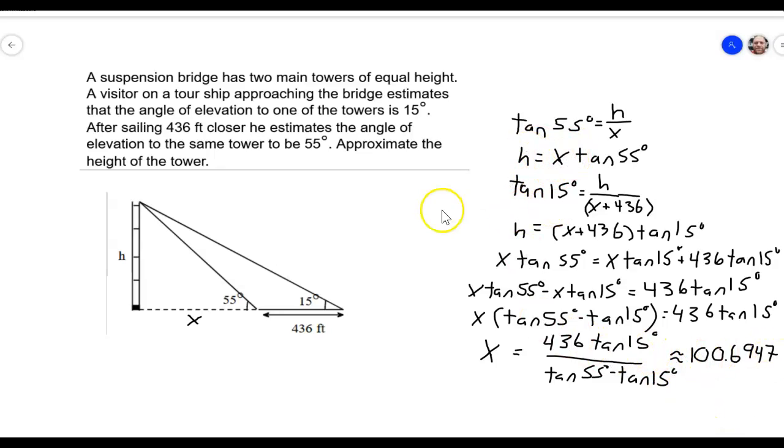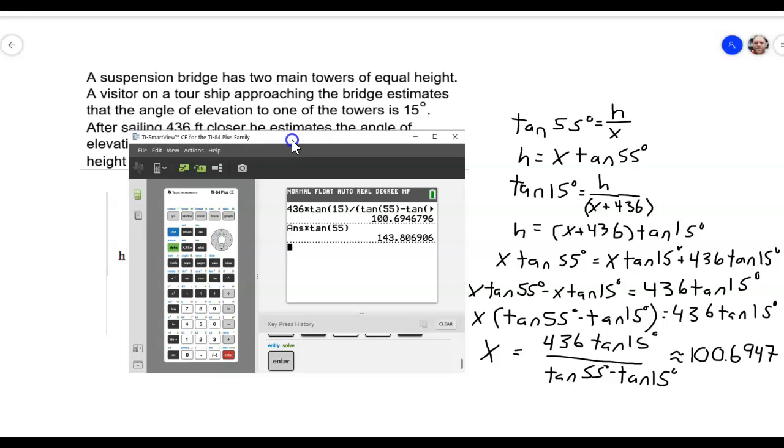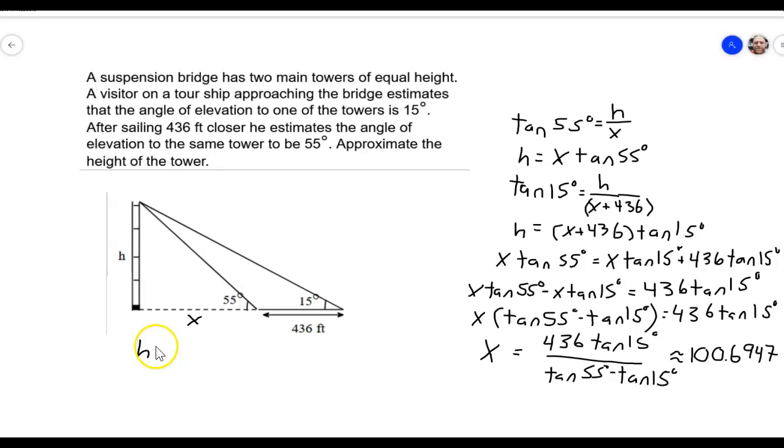And then in order to get my final answer, I just have to take that x and multiply it by the tangent of 55 degrees, and that will get my height here. So multiply that times the tangent of 55 degrees, and so that height is about 144 feet tall when you round it to the nearest foot. And that is your answer.